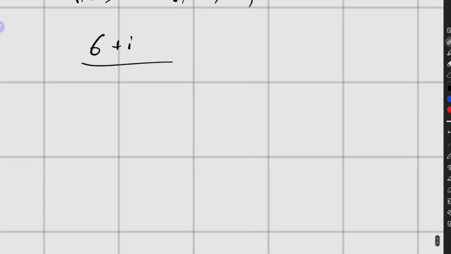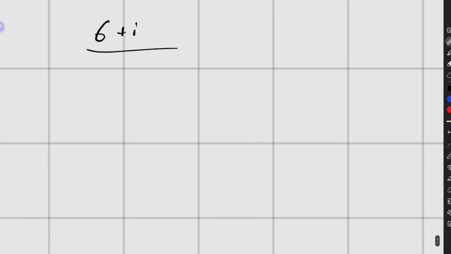Alright, so next, multiplication involves a little more work, but there's nothing we can't handle. Remember what I said at the start of the video, i squared equals -1. This is going to help simplify things. Alright, so let's give this a go, keeping in mind i squared equals -1. So let's give this a go. 2 plus 3i times 1 plus 2i.